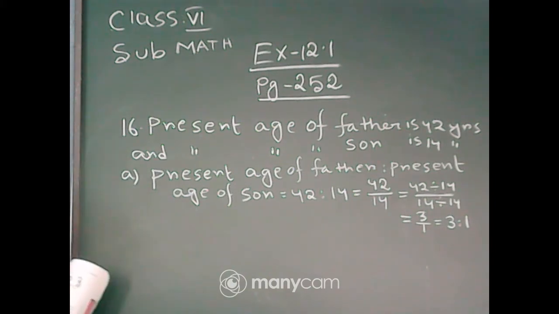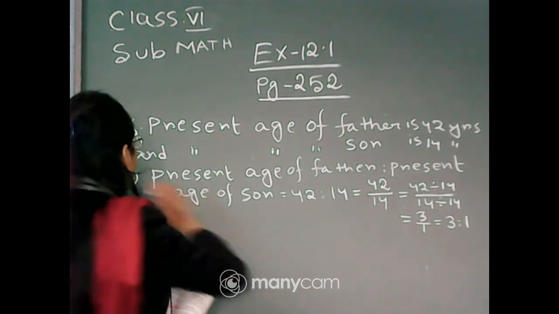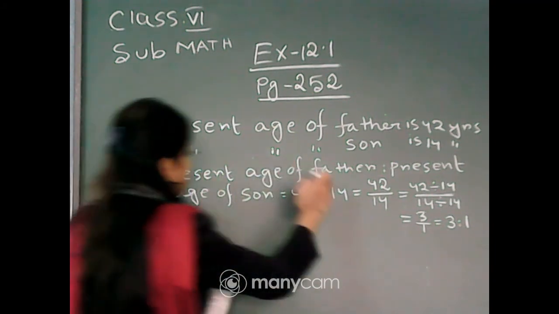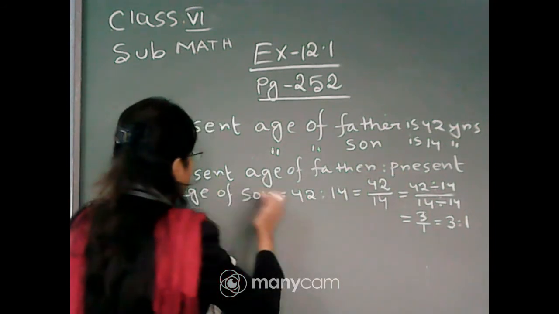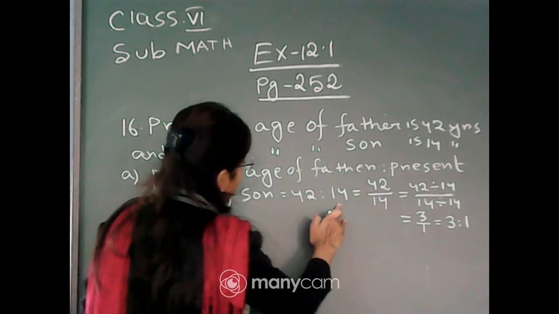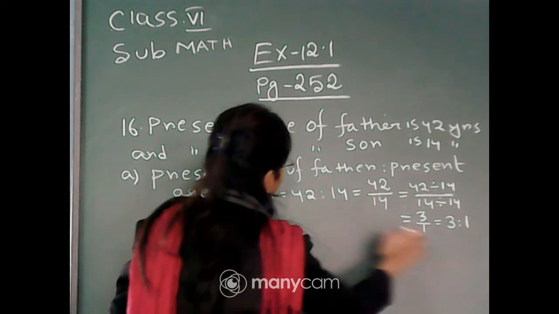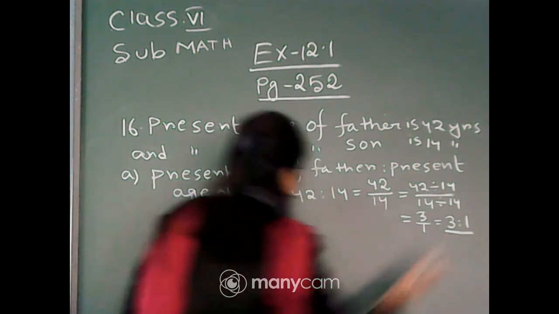Again I repeat, here it is given that present age of father is 42 years and present age of son is 14 years. Therefore, present age of father is to present age of son is equal to 42:14. That is 42 divided by 14, and the final ratio is 3:1.